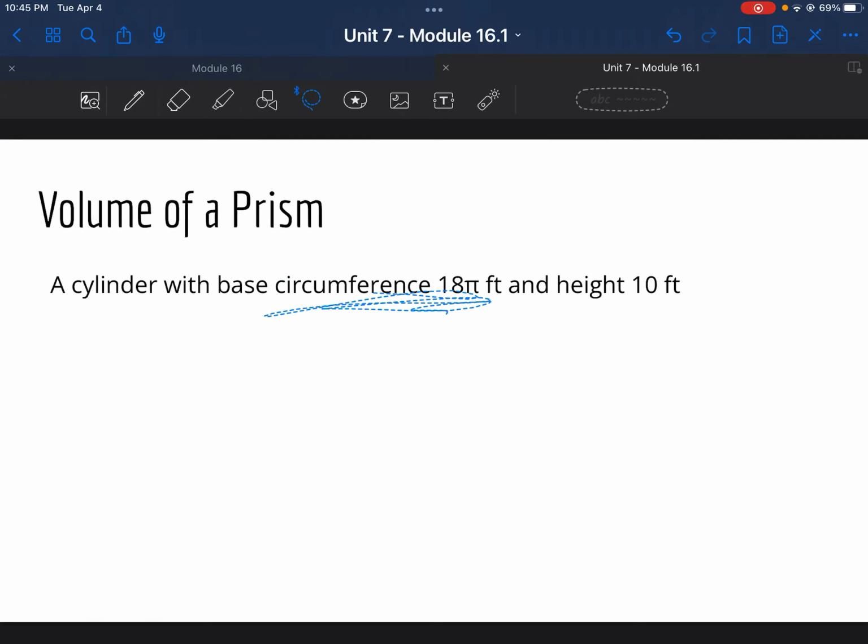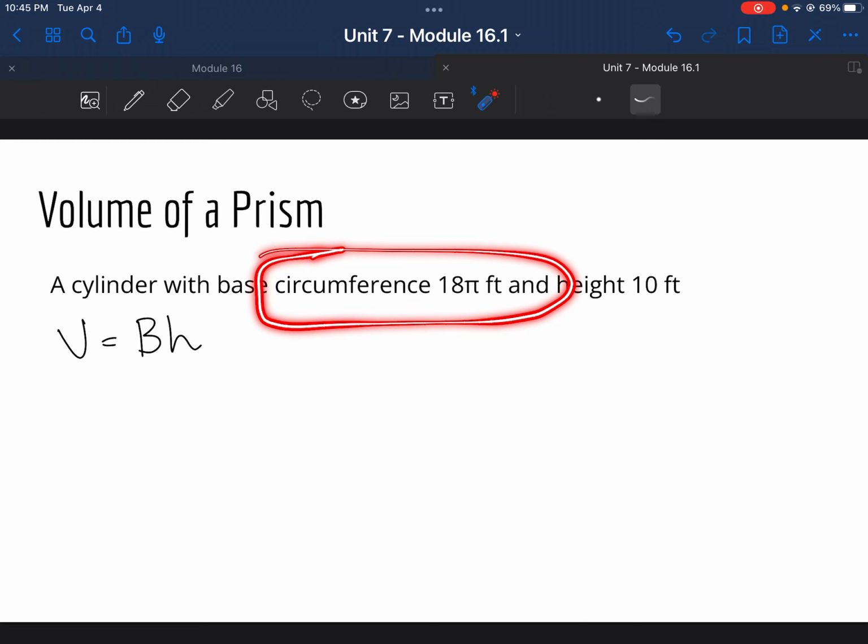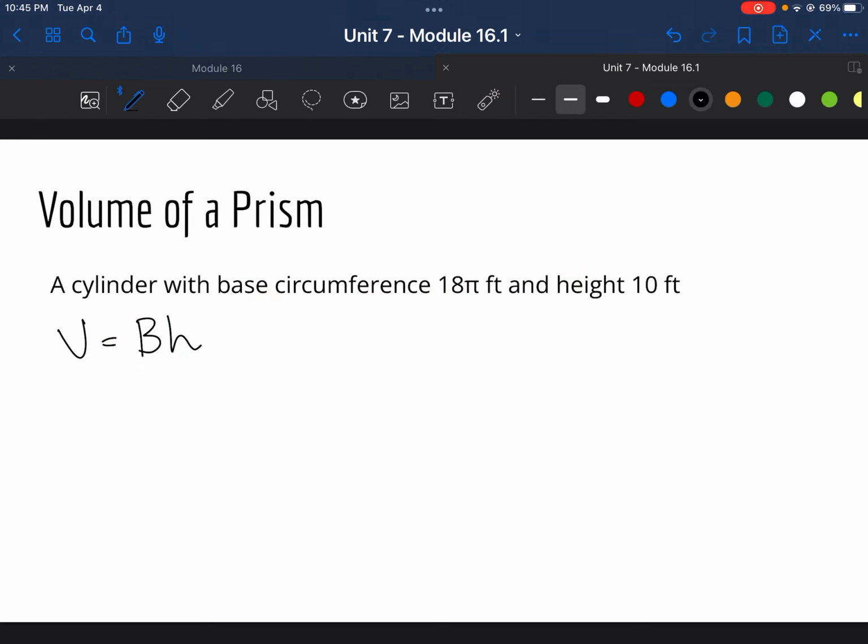So, a cylinder with a base circumference of 18 pi and a height of 10 feet. To find the volume of a prism or a cylinder, you're going to multiply the area of the base times the height. Here, they give us the circumference. So first we have to turn the circumference into a radius, and then turn the radius into an area. They tell us that the circumference of the circle is 18 pi.